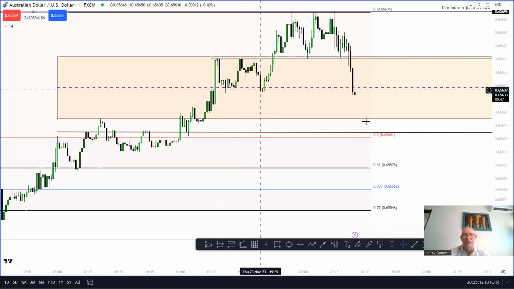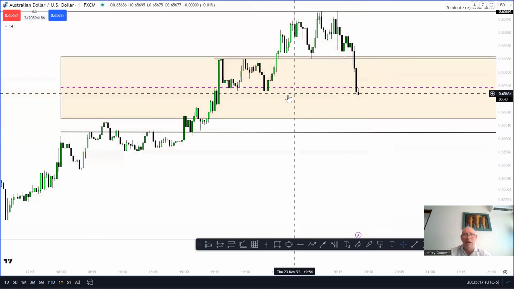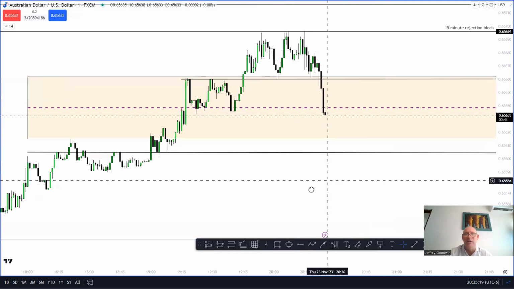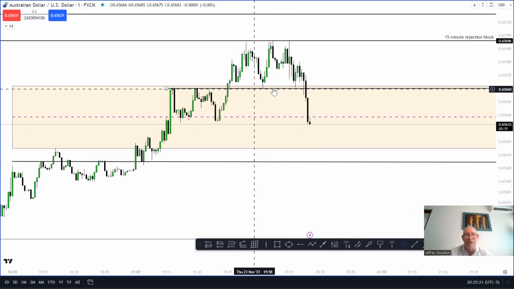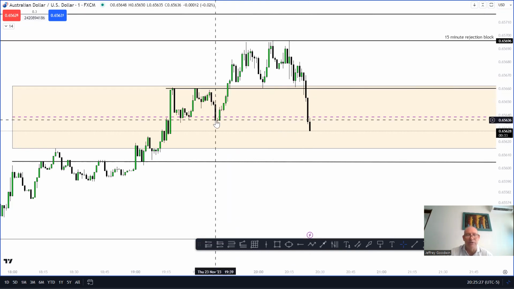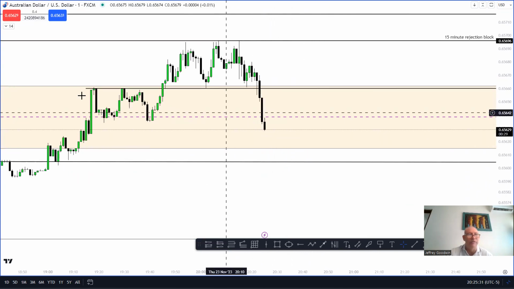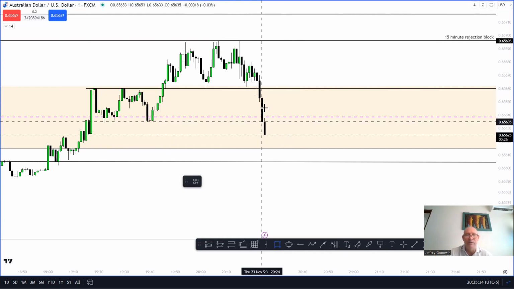This potential rejection, which Rob would call break of structure, I call market structure shift. Potential market structure shift there also. Yeah, I'm happy with this one, to be honest. So what we're seeing now is a potential pullback to the fair value gap on the 1 minute.